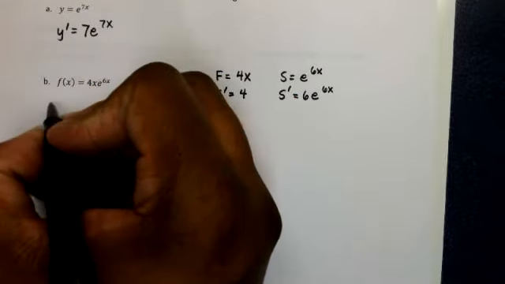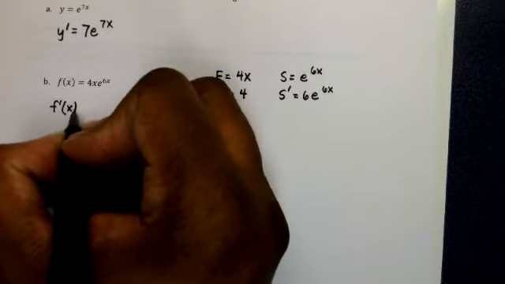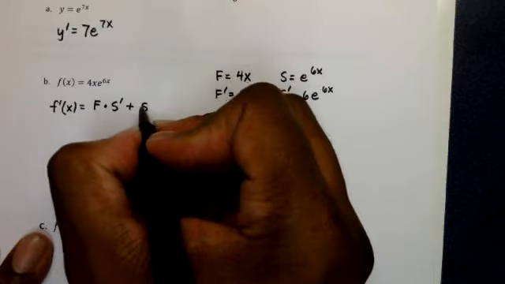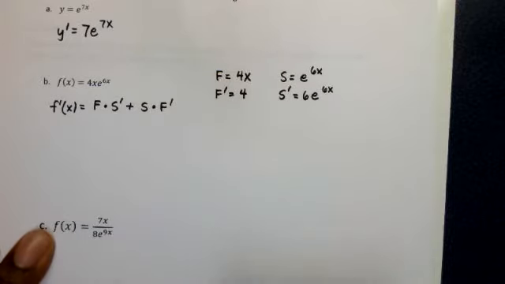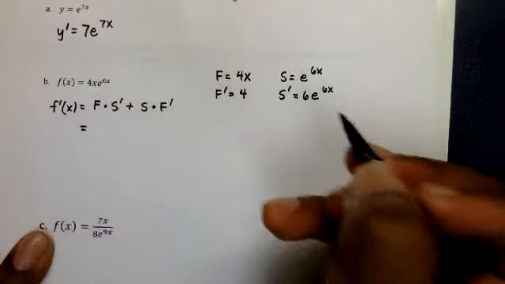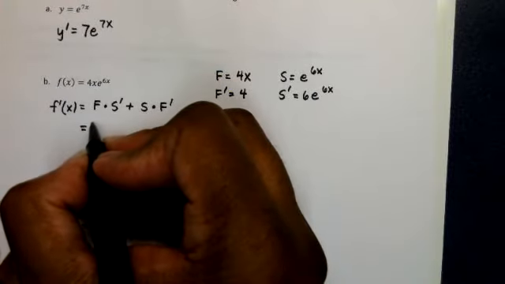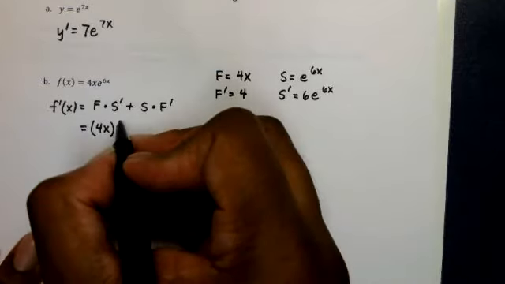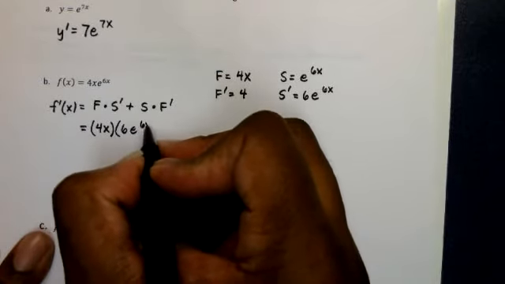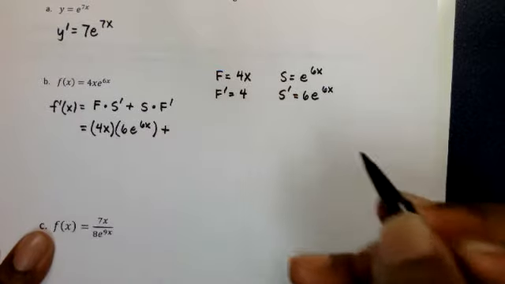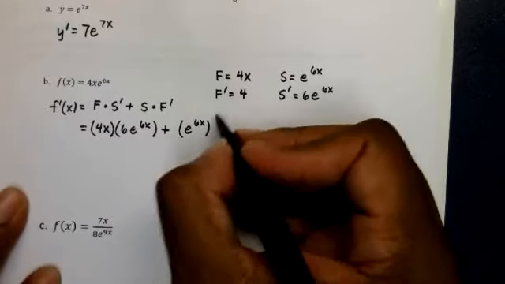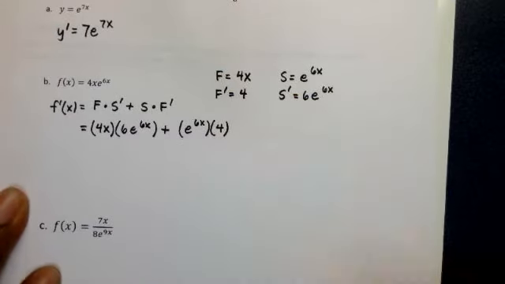Now, f prime of x is simply going to be first times the derivative of the second plus the second times the derivative of the first. In this case here, the first term was 4x times the derivative of the second, which was 6 times e to the 6x, plus the second, which was e to the 6x, times the derivative of the first, which is 4.